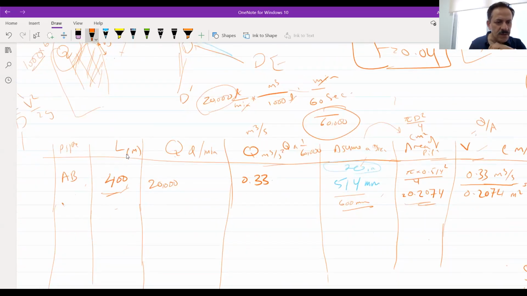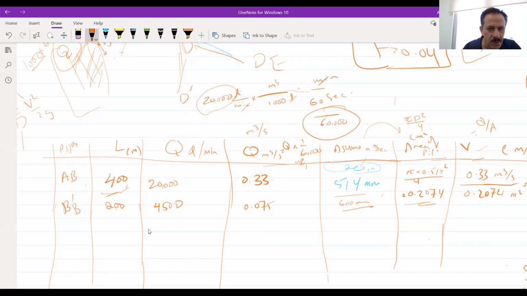So from B, we have 200 and we have 4,500, and this should be converted to meter cube per second. So 4.5 meter cube per minute divided by 60 will be 0.075 meter cube per second. And we will assume another diameter for this part, and we will check that one later.